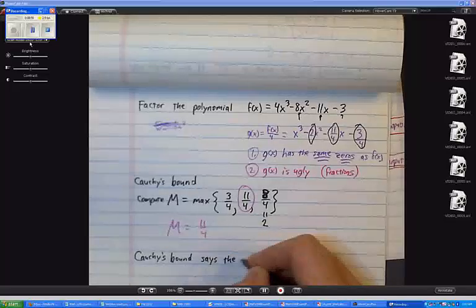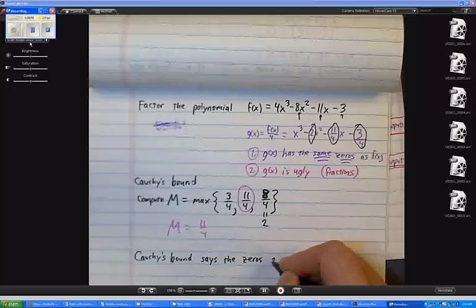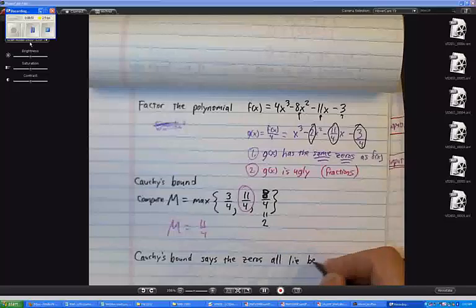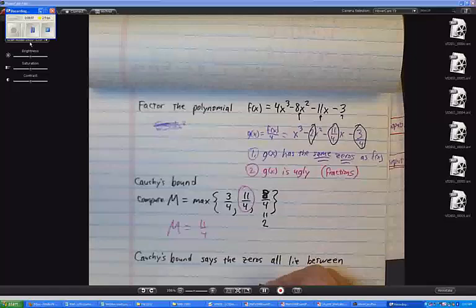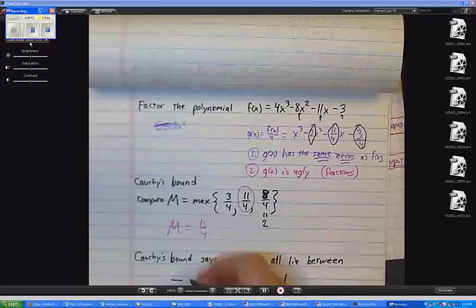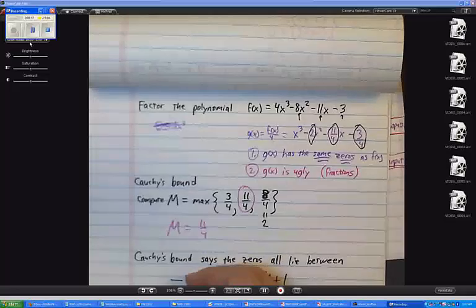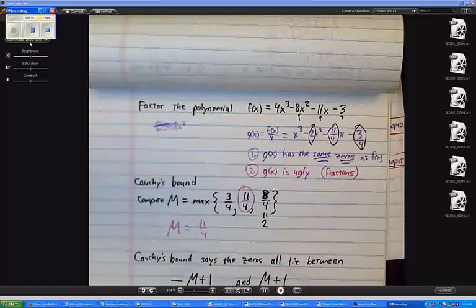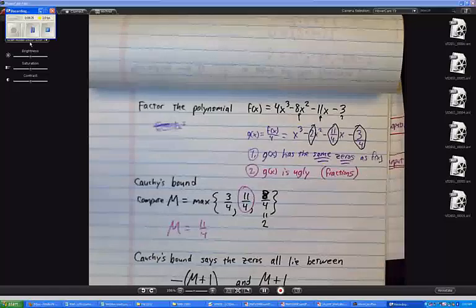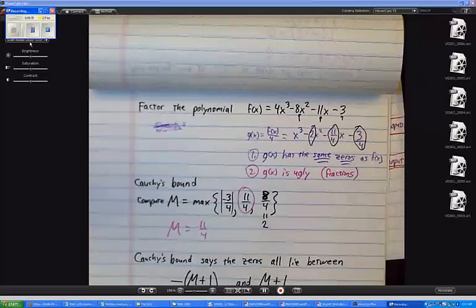Okay? Well, Cauchy's bound says the zeros all lie between M plus 1 and the opposite of M plus 1 in parentheses. Okay? Notice that you need absolute values. I mean, really, what I did was I took things like the absolute value of; I didn't use -3/4. I just used the positive. Okay? But Cauchy's bound says all the zeros are going to lie between here and here.